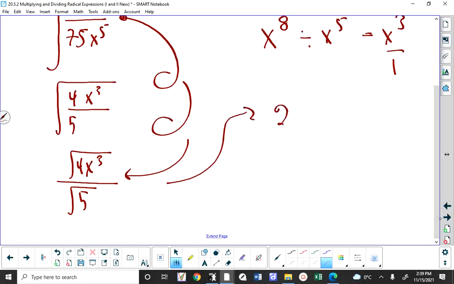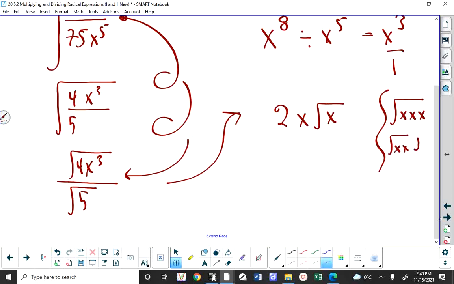Well, the square root of 4 is 2. That's pretty easy. And the square root of x cubed is x root x. Because root x cubed is root x times x times x, which is root xx times root x. Root xx is just x, root x. Over root 5.